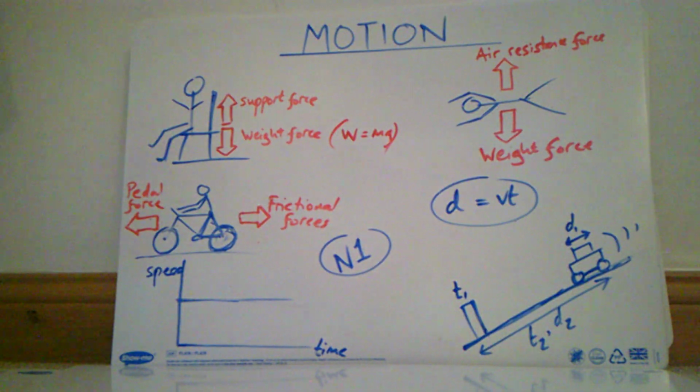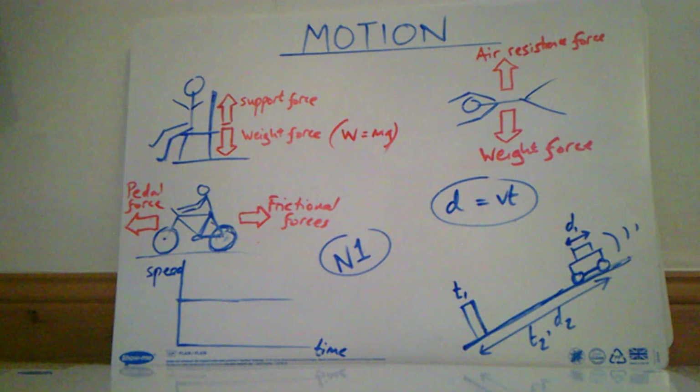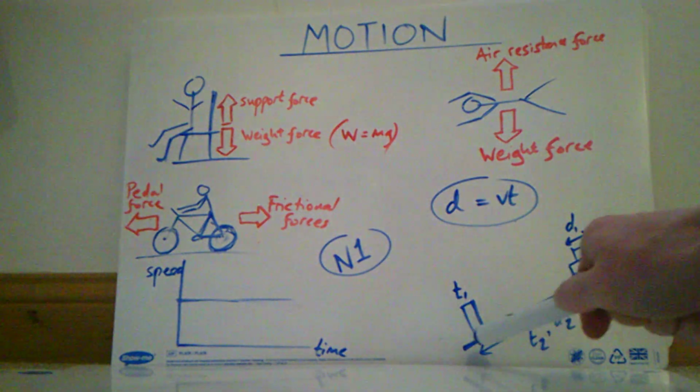There are two types of speed, really. There's average speed and instantaneous speed. If you have a cart trundling down a ramp, then you could work out the instantaneous speed at the bottom.